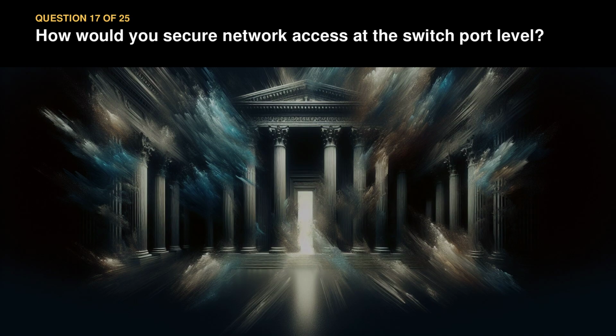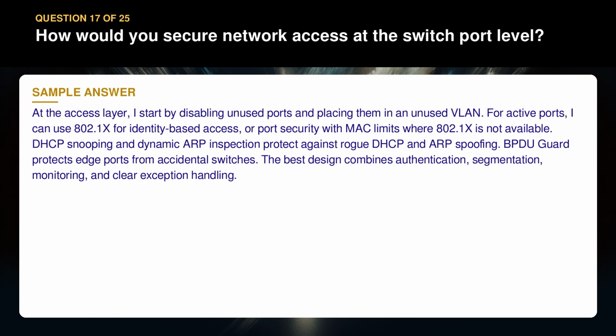How would you secure network access at the switch port level? At the access layer, I start by disabling unused ports and placing them in an unused VLAN. For active ports, I can use 802.1X for identity-based access, or port security with MAC limits where 802.1X is not available. DHCP snooping and dynamic ARP inspection protect against rogue DHCP and ARP spoofing. BPDU Guard protects edge ports from accidental switches. The best design combines authentication, segmentation, monitoring, and clear exception handling.